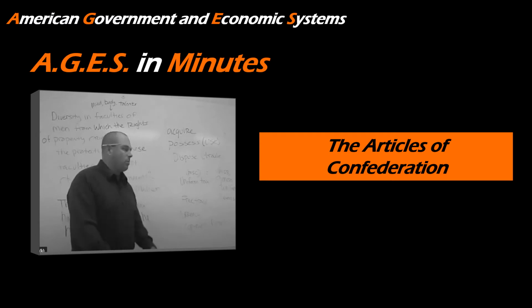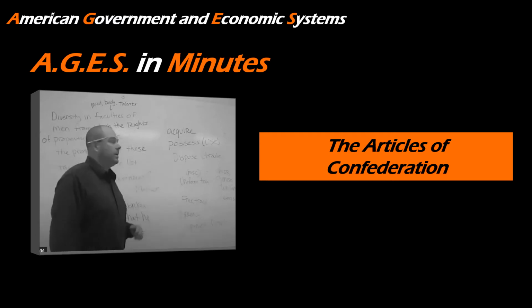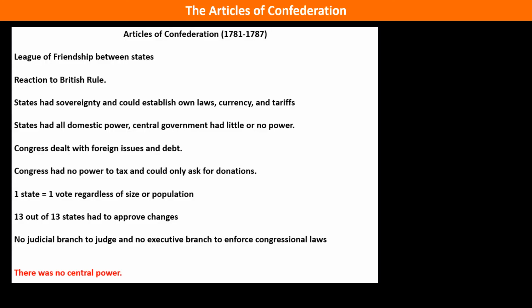The topic of today's lesson is the Articles of Confederation. The Articles of Confederation was the first form of government that the independent colonies had in place. It lasted from 1781 to 1787. It was designed to develop a loose friendship amongst the states while allowing the states to maintain their sovereignty. There were three main concerns about the Articles, which ended up developing into problems.